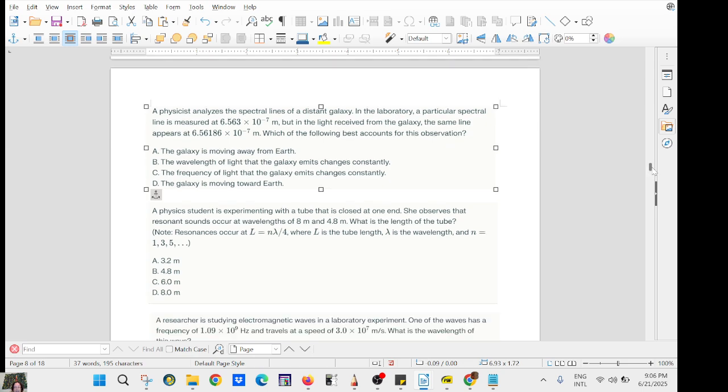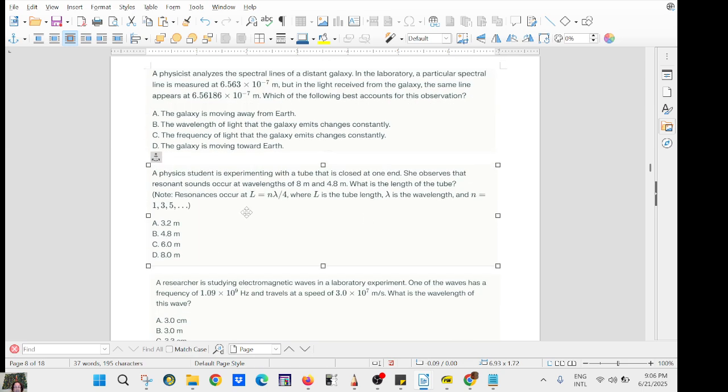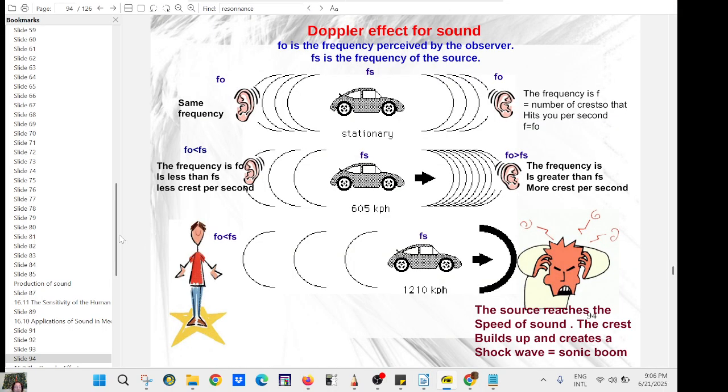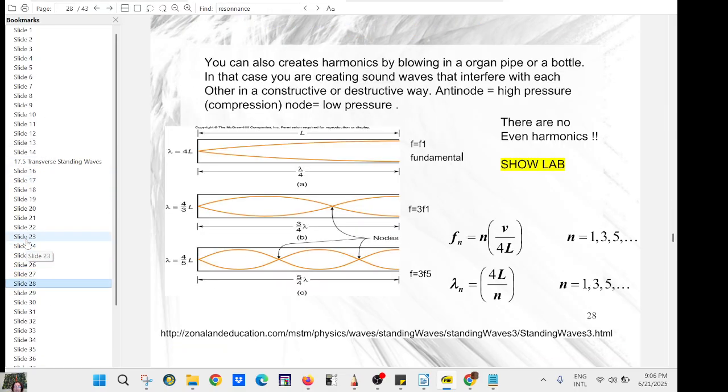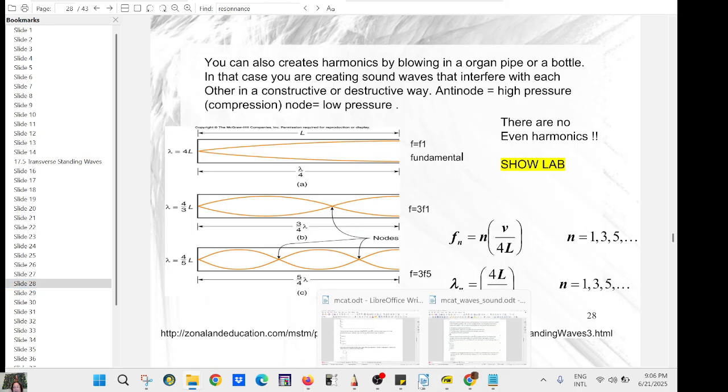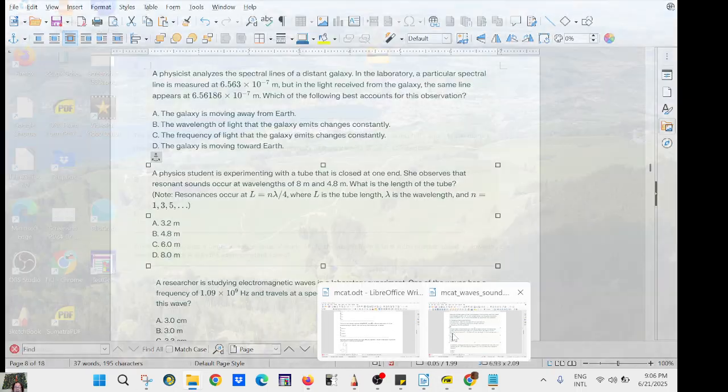Okay, and this one is about standing waves again, with a clarinet, something like this, right? So it's closed at one end, and here you have the equation for the frequency and for the wavelength here, right?